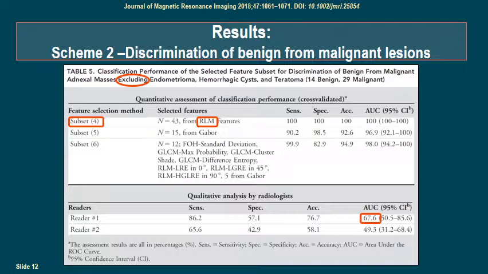When we excluded highly specific benign lesions and when we had 14 benign versus 29 malignant tumors, again, RLM textural category could provide 100% of diagnostic performance. In the meantime, our radiologists could at best reach 67% of accuracy.